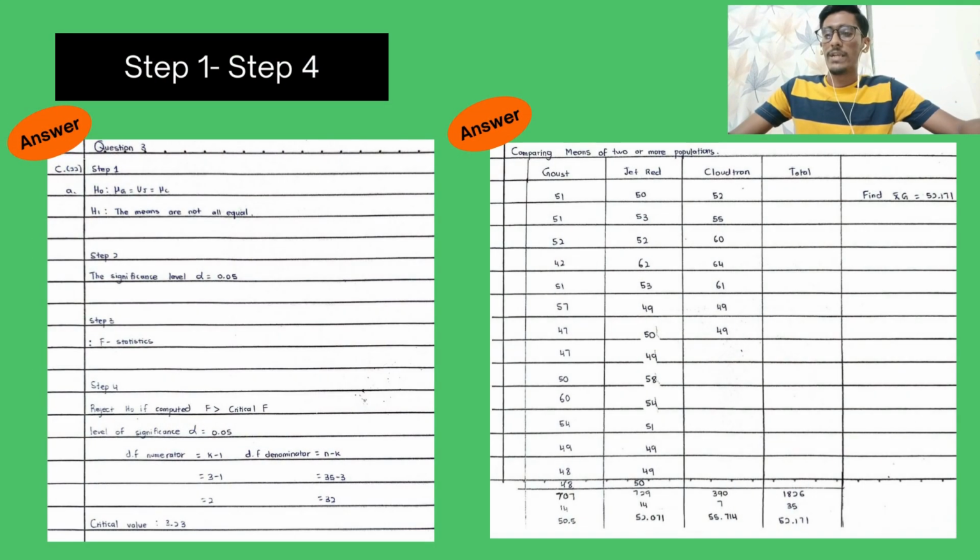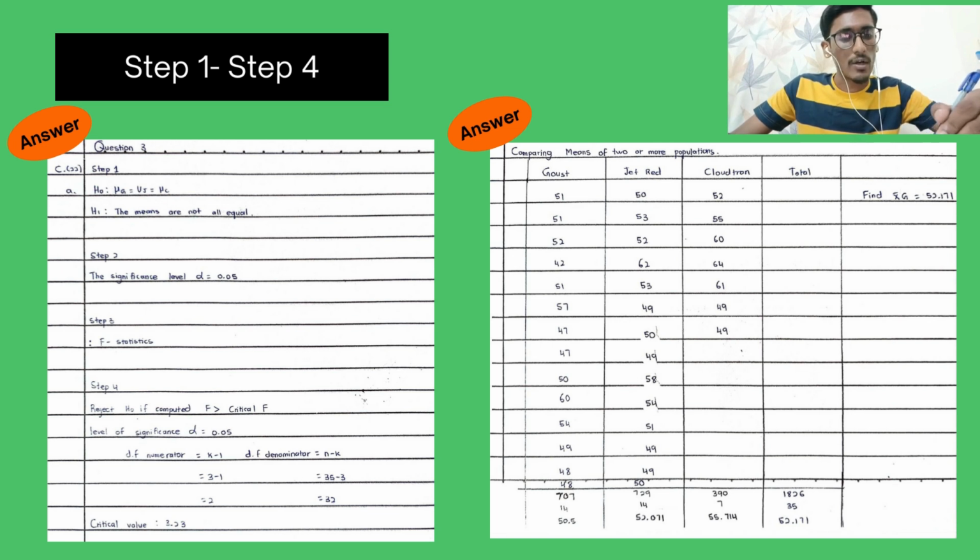Alright, let's start with question 3C. Jacob Lee is a frequent traveler between Los Angeles and San Diego. For the past months, he wrote down the flight times in minutes on 3 different airlines. From here we know that we are comparing 2 or more populations, so we will be using the ANOVA table. Step 1, state the null and alternate hypotheses. For the null hypothesis, mu G equals mu J equals mu C. For the alternate hypothesis, the means are not all equal.